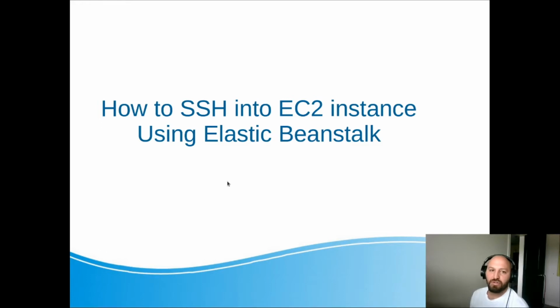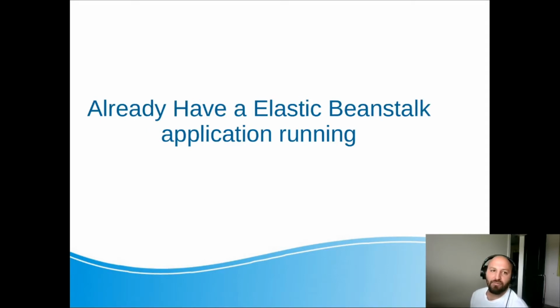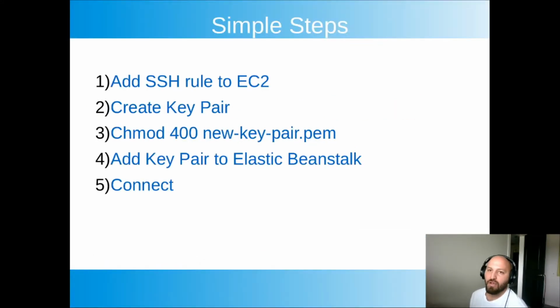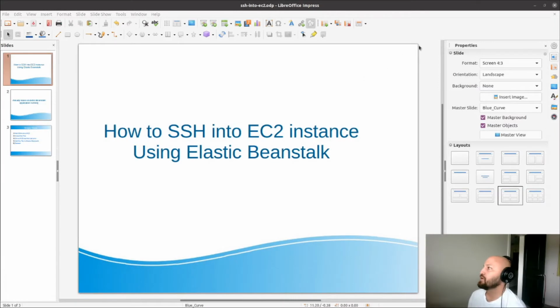Okay, I thought I would demonstrate how you can SSH into an EC2 instance using Elastic Beanstalk. I first assumed that you already have an Elastic Beanstalk application up and running, and there's 5 steps to getting this done. First, we'll add a rule to our EC2 instance that can accept an SSH. We create a key pair. We run a command on that key pair, and then we add the key pair to Elastic Beanstalk's configuration, and then we connect with the application itself. Okay, and I'll show you how it's done.